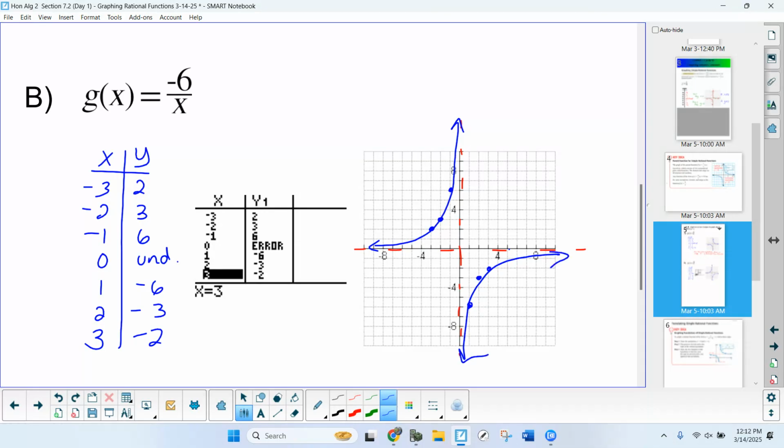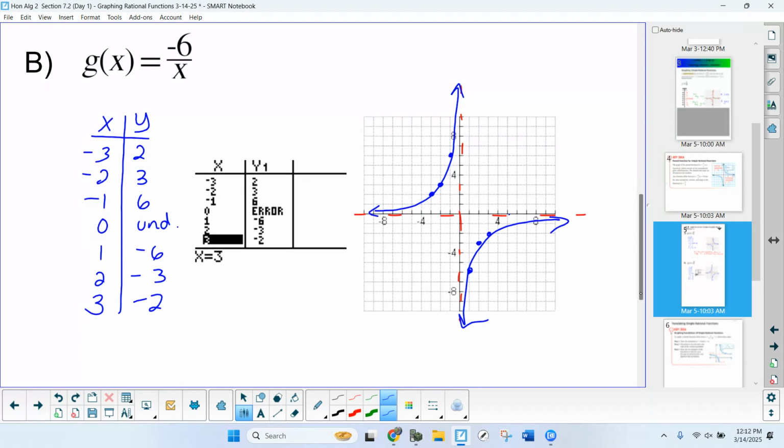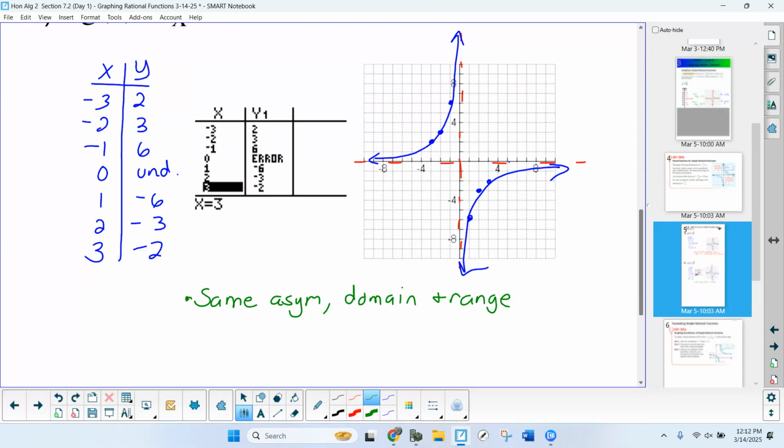Okay? Now, how did this one change? Well, let's talk about what's the same. Same asymptotes. How about the domain and range? Are those the same? Domain and range, what changed? What did you guys tell me? It's flipped, or what's the math word? Reflected. Now we'll talk about which axis. Technically it could be either one, but it's really reflected over x. Okay, reflected over x. All right, are we good there?